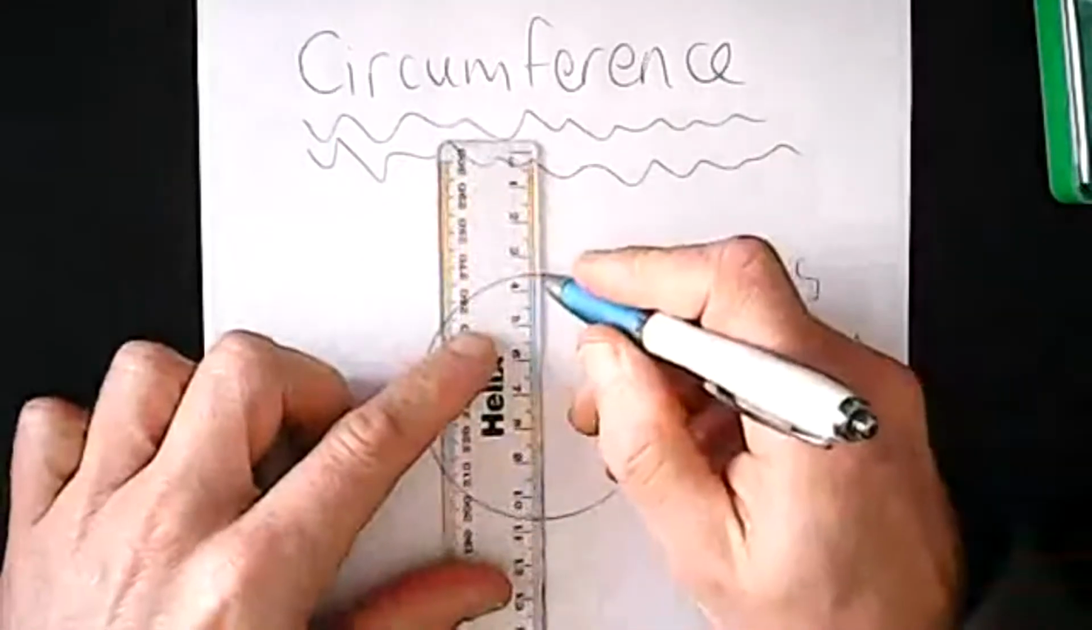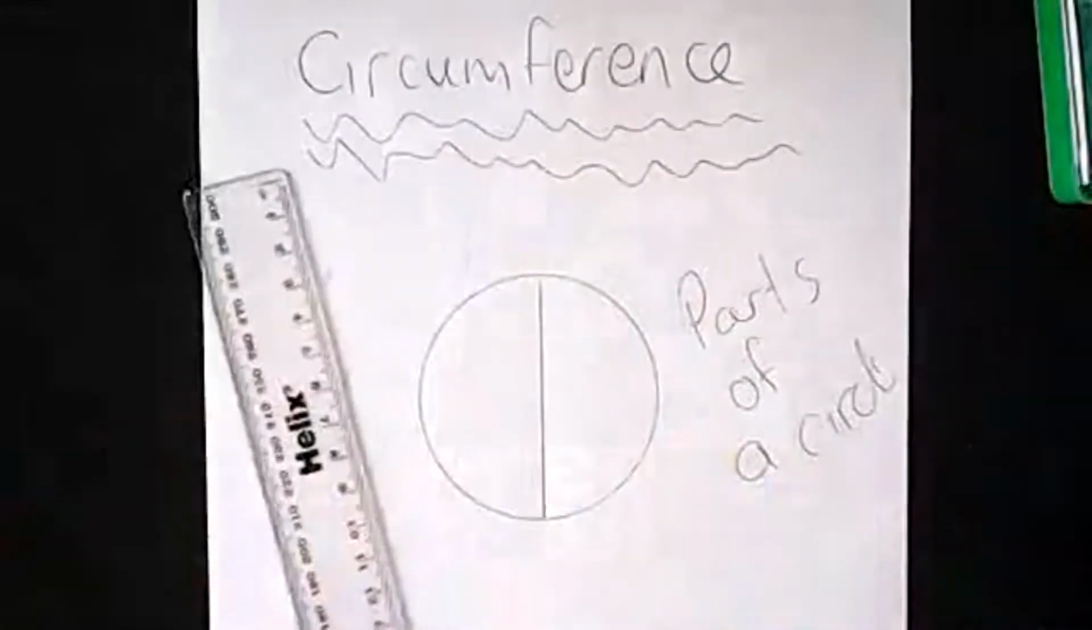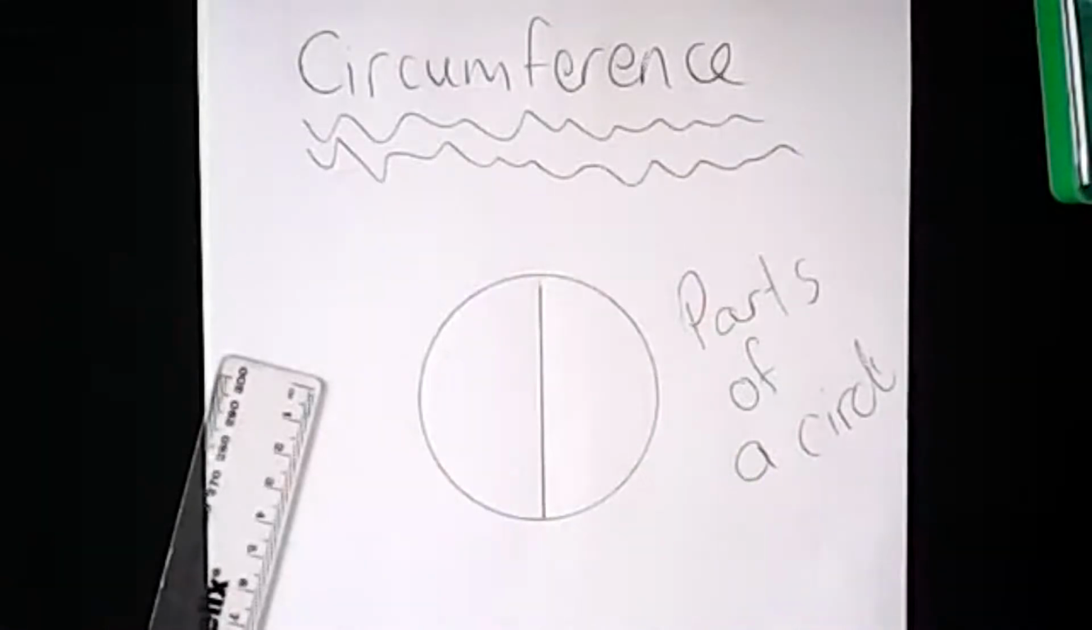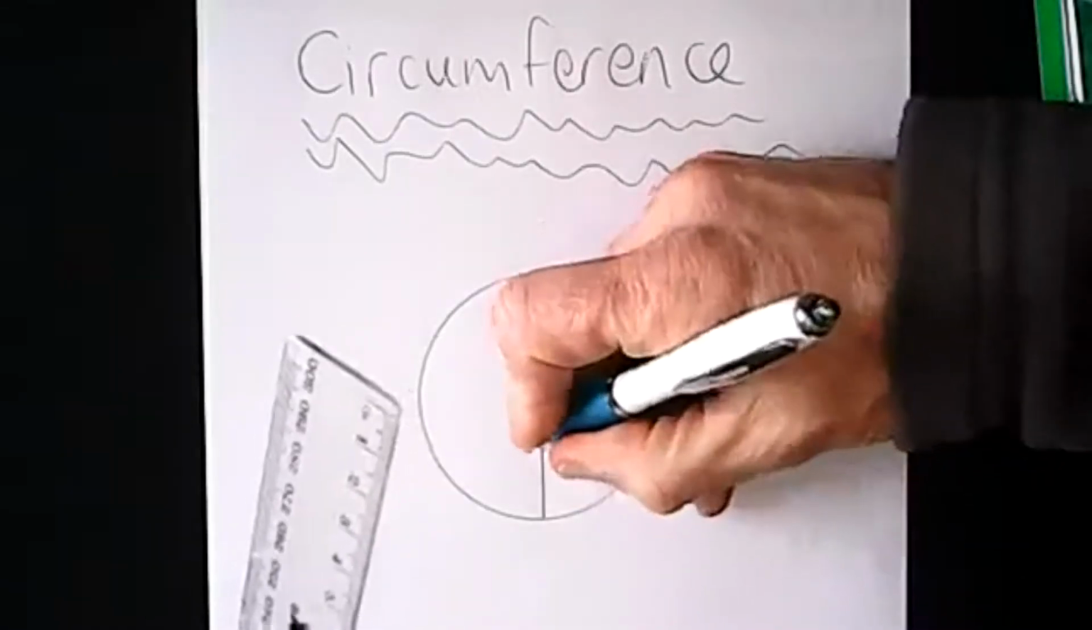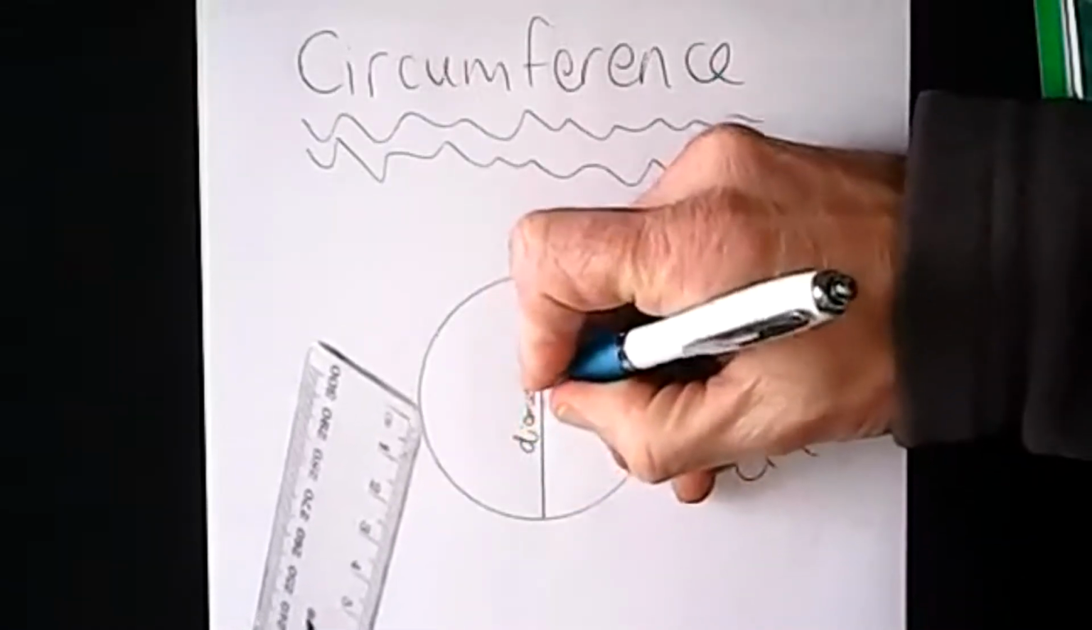So the first thing is line across. Okay, type your answers into the comment box. What is that called? And have we got any offers? That's correct. It is a diameter. So all the way across is a diameter.